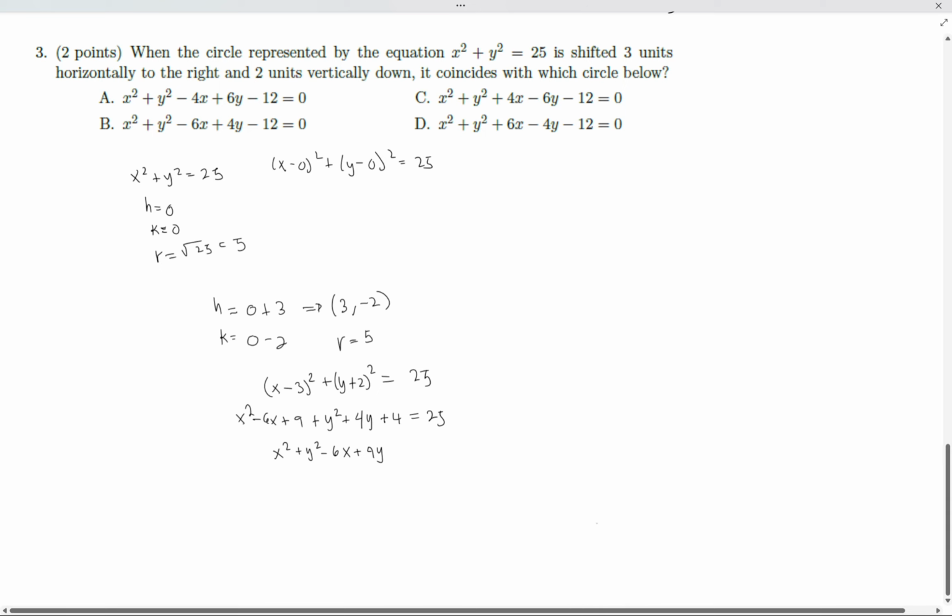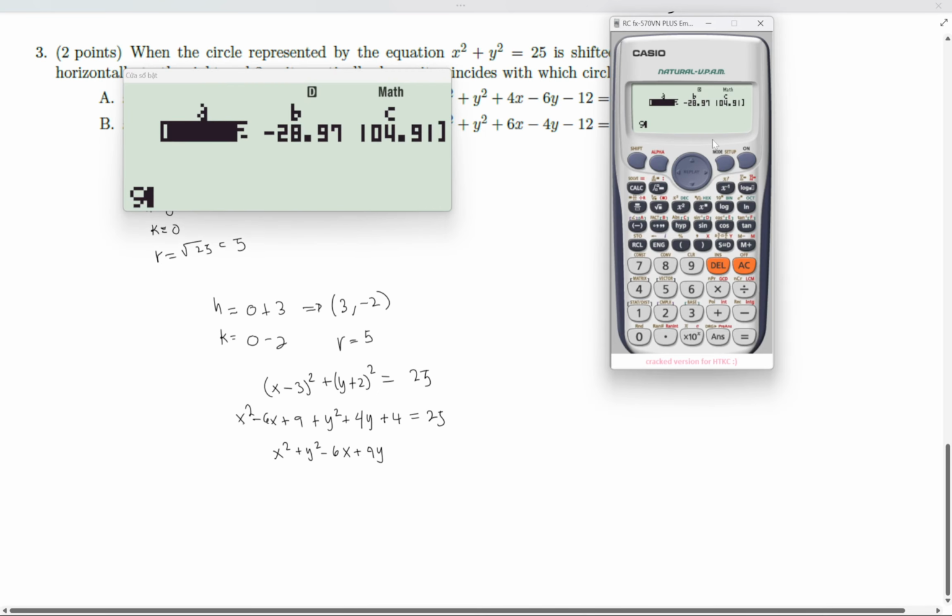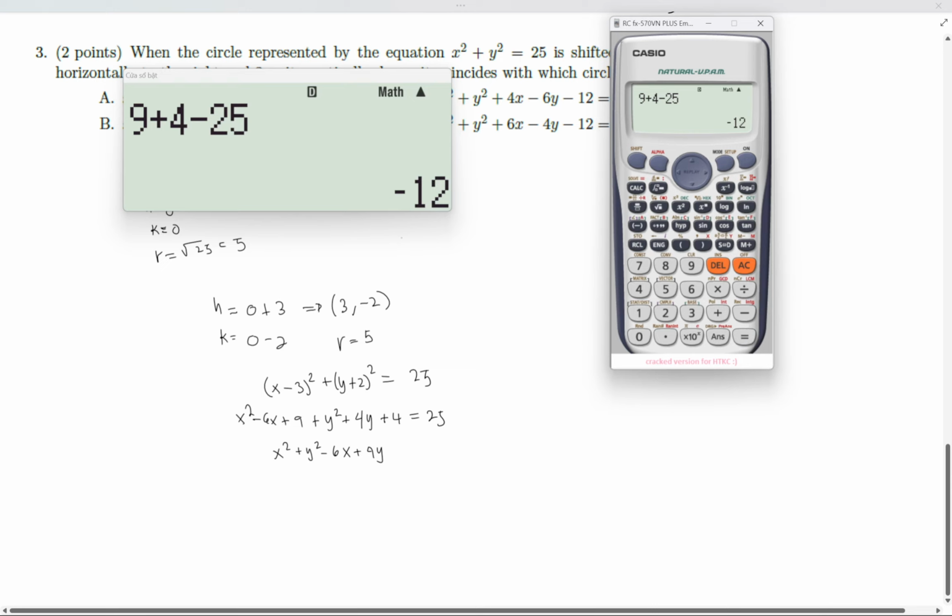Sorry, again, let me check. So that is 9. Okay, let me change the mode. 9 plus 4 minus 25. Again, minus 25 because if we transpose 25 to the left hand side, it will become a negative value. So here we have minus 12 instead.